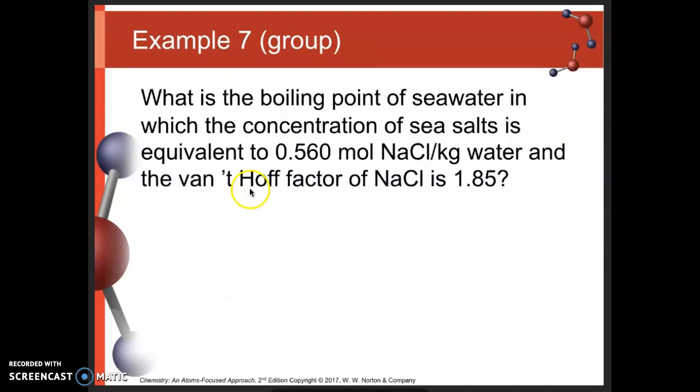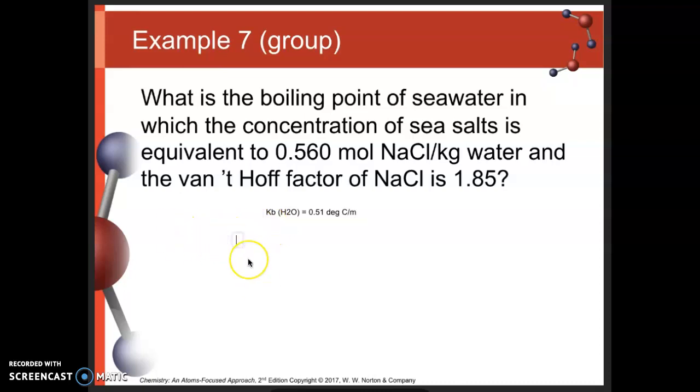For our last example, we're actually given something a little bit simpler. What is the boiling point of seawater where the concentration of sea salts is equivalent to 0.560 moles of sodium chloride per kilogram of water, and the Van't Hoff factor is 1.85? Well, we're talking about water here. Kb for water is equal to 0.51 degrees Celsius per molal.